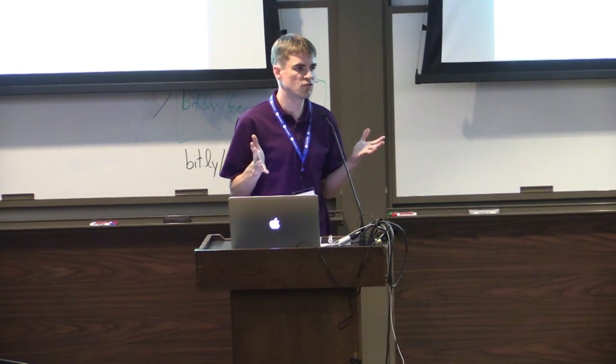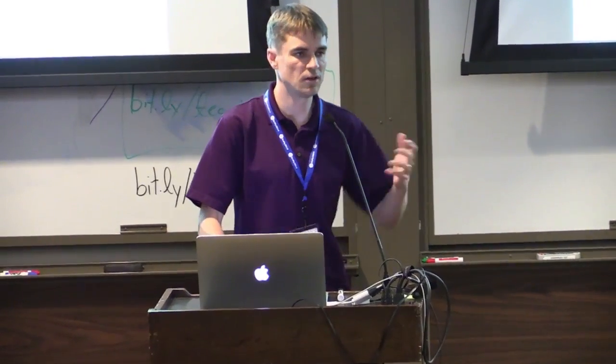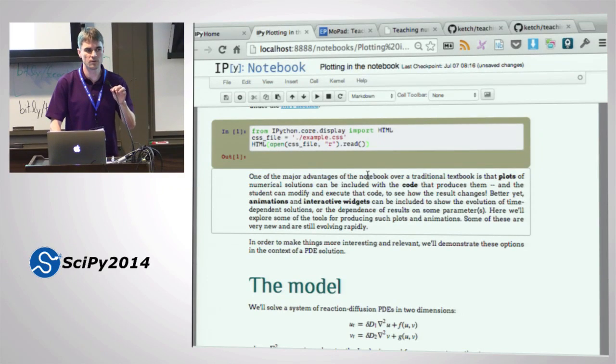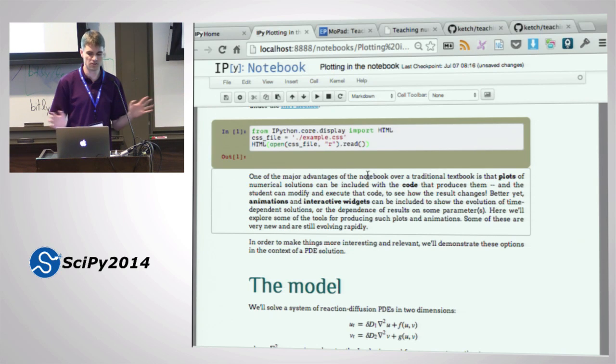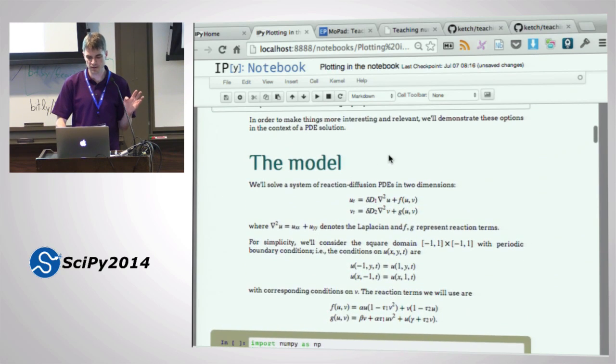Okay, so one of the big advantages of the notebook, like I said at the beginning, is that you can include the code and the plots that are generated by the code, side by side, and it can be edited by the student, and they can play around with it, see what happens. You can also put animations and interactive widgets. So that's what we're going to get into now. I'll go over very, very basic plotting stuff. This is not a Matplotlib tutorial. I think there was one yesterday. This will be extremely minimal with regards to that. But I will show some of the other options for getting more than just a single static plot of your results.